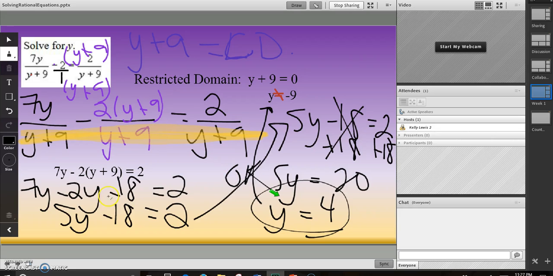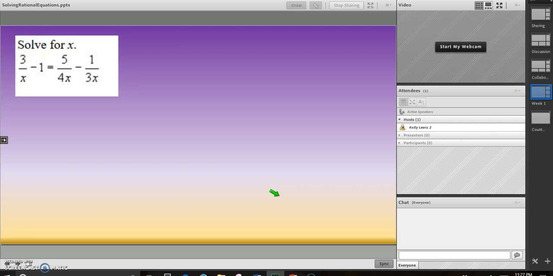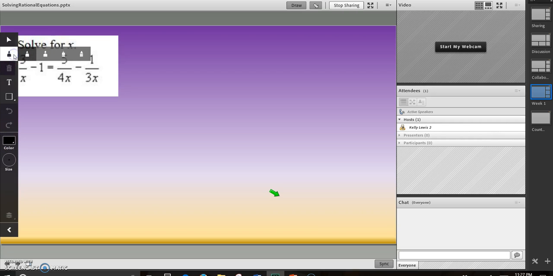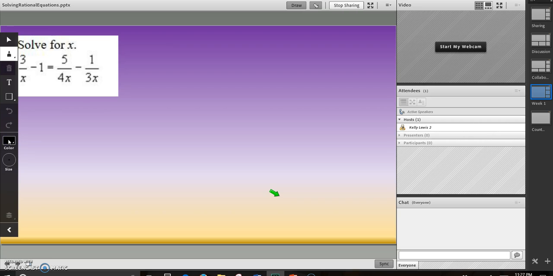All right, so we just finished this problem. Let's do another one. Here we are, x, 4x, and 3x, and we need a common denominator. If we just had 4 and 3, then our common denominator would be 4 times 3, which is 12, and then we have an x. So that's our common denominator.